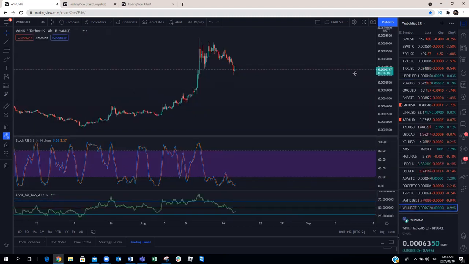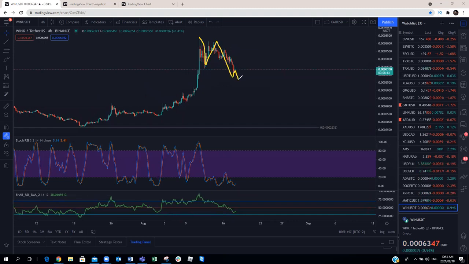Wink, those that like Wink, looks like a 3-wave pullback here, but it looks like we still have a bit more downside here before we push to the upside. Let's watch Wink around these levels.